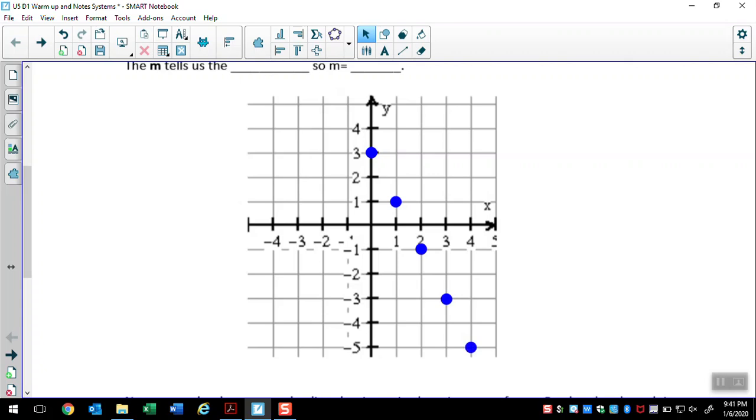And then I can check to see. I can do the opposite and go up 2, left 1, and see if there's any other points I can put on my line. Once I have all my points, then I can go ahead and draw my line through, and now I've graphed it. Okay, so that's your review of how to graph a line.